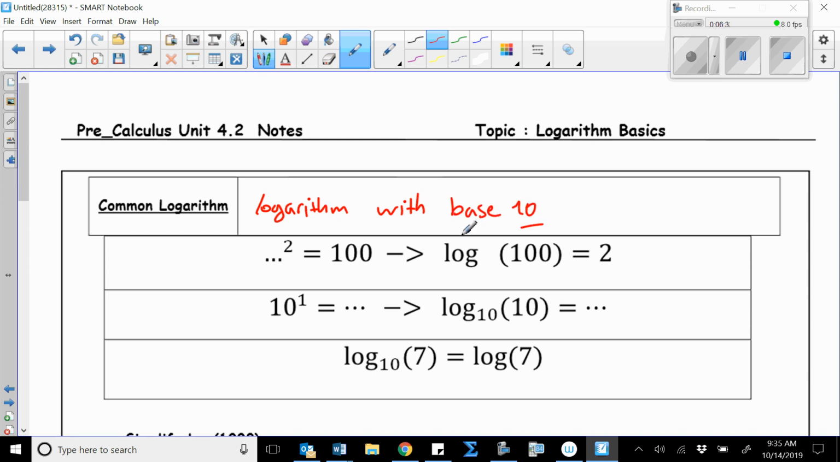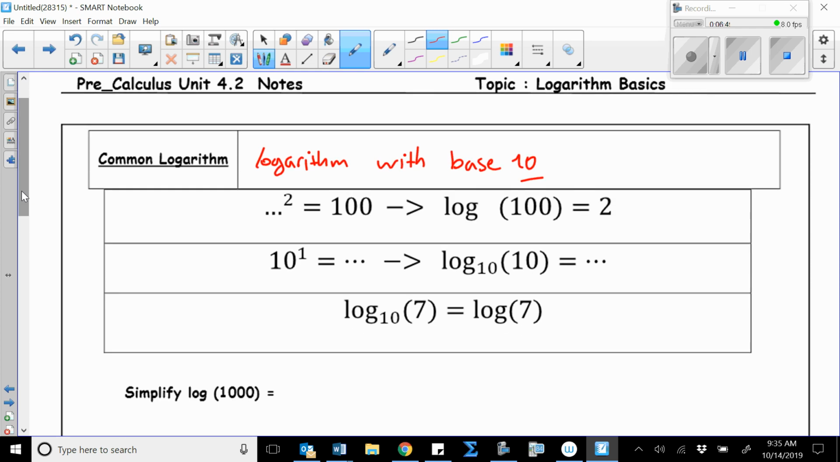Because this base is a very common base in all the math concepts, usually even on your calculator you can see that we have a key specifically for log with base 10. This is a logarithm that is used a lot. That's why we call this common logarithm. So let's see how that works.